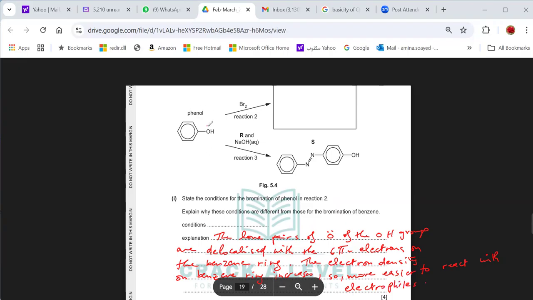So we know that the lone pair of electrons here on the oxygen of the phenol can be delocalized with the pi electrons on the benzene ring. And so this means that the electron density on the benzene ring of the phenol increases. And so it will be more susceptible to be attacked by electrophiles.